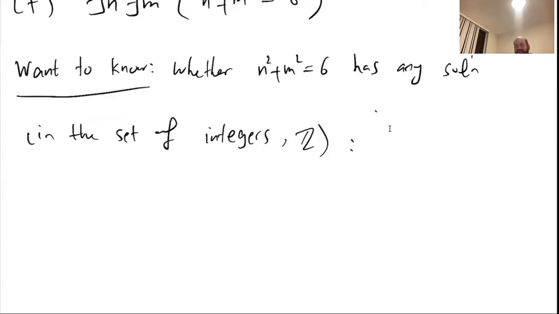There are only a few cases where n squared plus m squared would not exceed 6, and we can check those one by one. The cases where n squared plus m squared does not exceed 6. And that's it. If we check those one by one and none of them equals 6, then that means this equation has no solution.